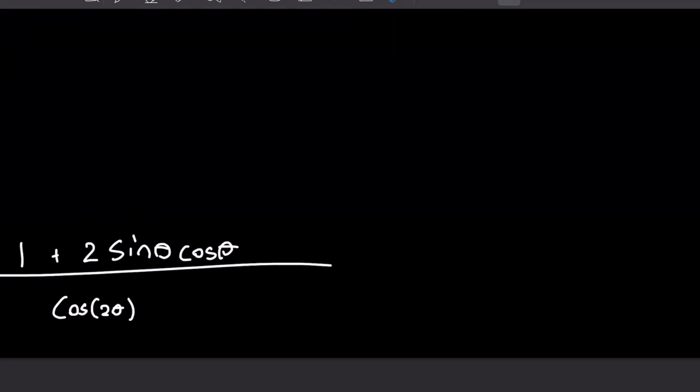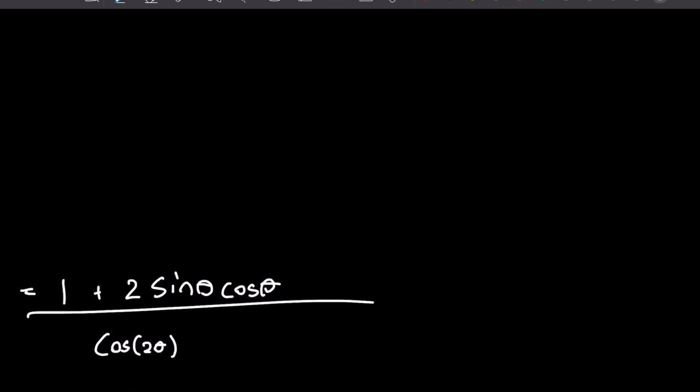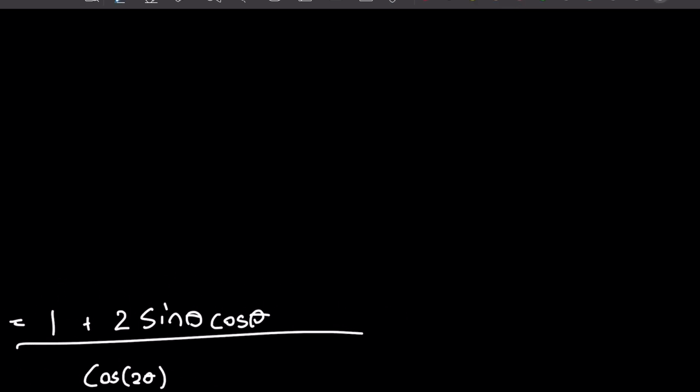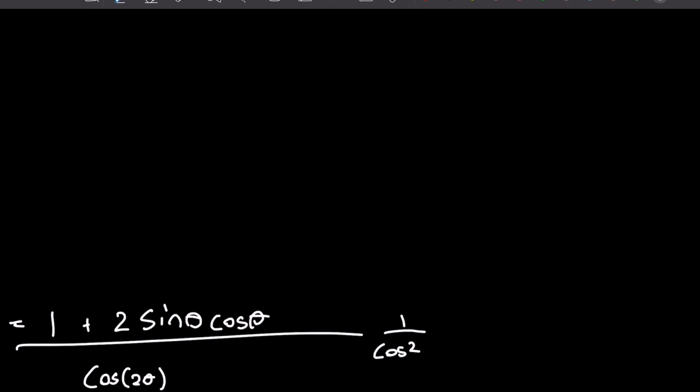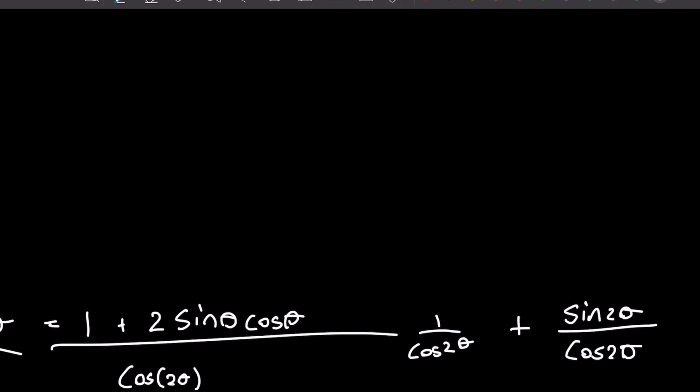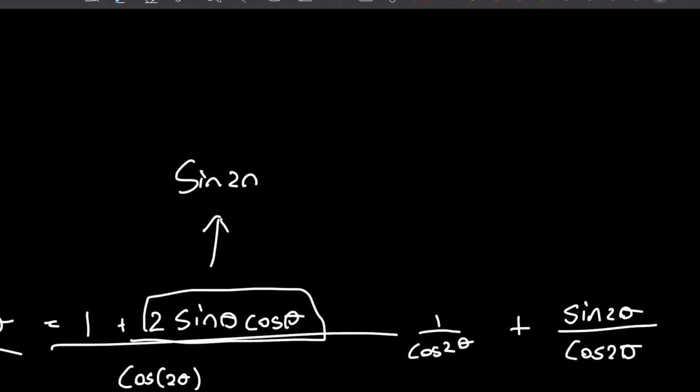So now that we have this, we can actually split this up. Since it's 1 plus 2 sine theta cos theta over cos 2 theta, we can have 1 over cos 2 theta plus, and what do you realize about 2 sine theta cos theta? It's just the same thing as sine 2 theta. It's going to be sine 2 theta over cos 2 theta. Now if you got a little bit lost, all I'm saying is that 2 sine theta cos theta is the same thing as sine 2 theta, remember from the expansions earlier? So that's all I'm doing.